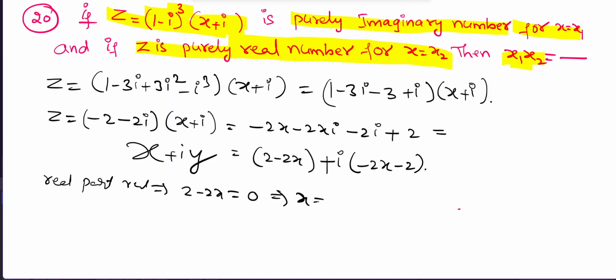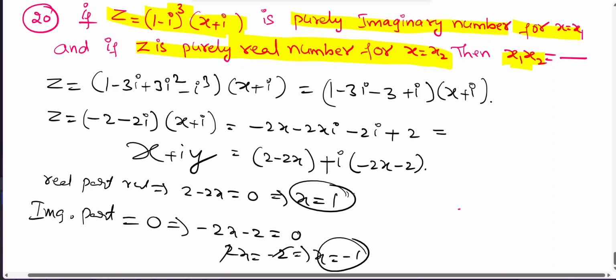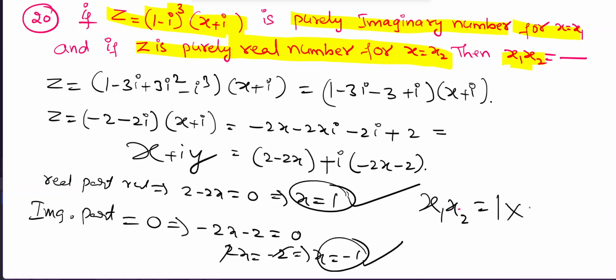From this, x is equal to x1, so x is equal to 1. And purely real number means the imaginary part is equal to 0. Here the imaginary part is minus 2x minus 2 is equal to 0. From this, 2x is equal to minus 2. Both sides 2 cancel, x is equal to minus 1. Here the x1 value is 1 and the x2 value is minus 1. Now we find x1 x2. x1 is 1, x2 is minus 1. That is equal to minus 1.